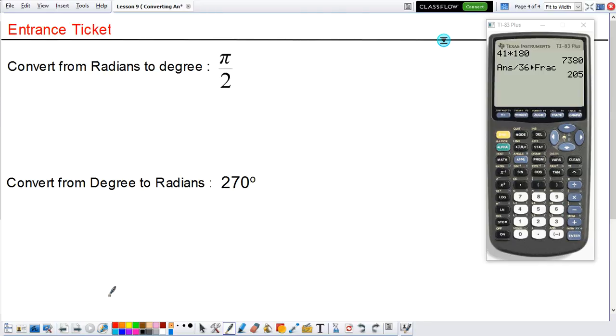Now here's your entrance ticket. Try to convert the following.